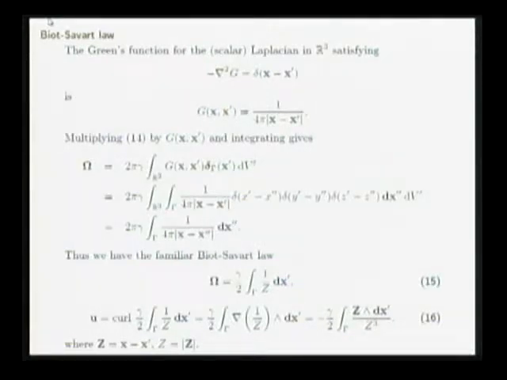So this is the formula that Eveline used this morning in order to work out what the fluid velocity was. Z here is just the vector which tells you the difference between x, where you're evaluating u, and x prime, which is your position on the curve, and the scalar z is just the modulus of capital Z.